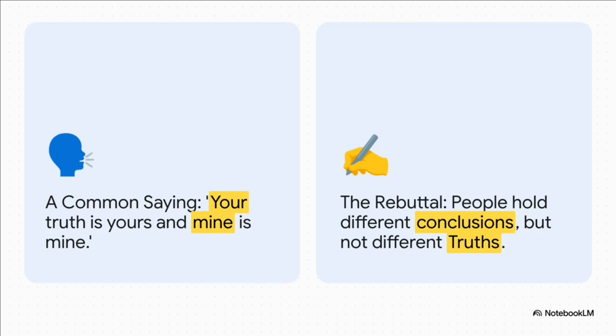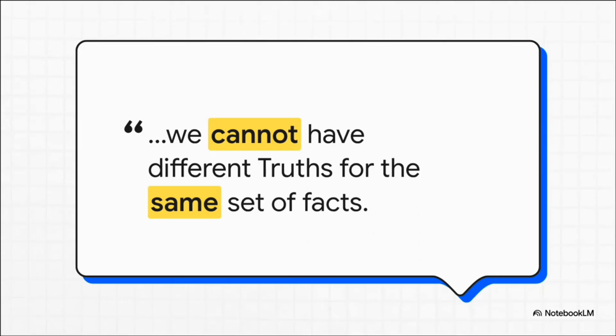The author argues that we don't actually have different truths. What we have are different conclusions. We're all looking at the same situation, but we have different information or different perspectives, so we interpret it differently. But the underlying truth, the actual predictive model of what's happening, is singular. And that's really the logical endpoint of this whole argument. If truth is a predictive model, then for the exact same set of facts, there can only be one truth.